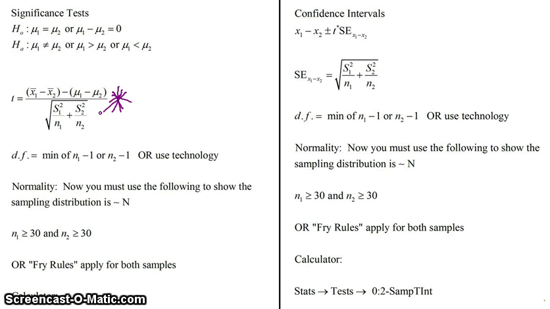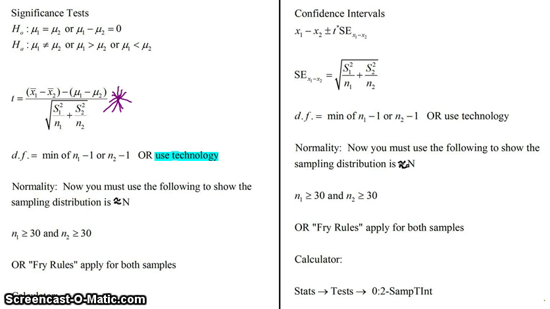Don't forget, we have to either use technology or use the minimum of n sub 1 minus 1 or n sub 2 minus 1 for degrees of freedom. Also, we need an approximately normal distribution, and both of our samples need to be approximately normal, not just one. So either the central limit theorem works for both, or we look at our rules.